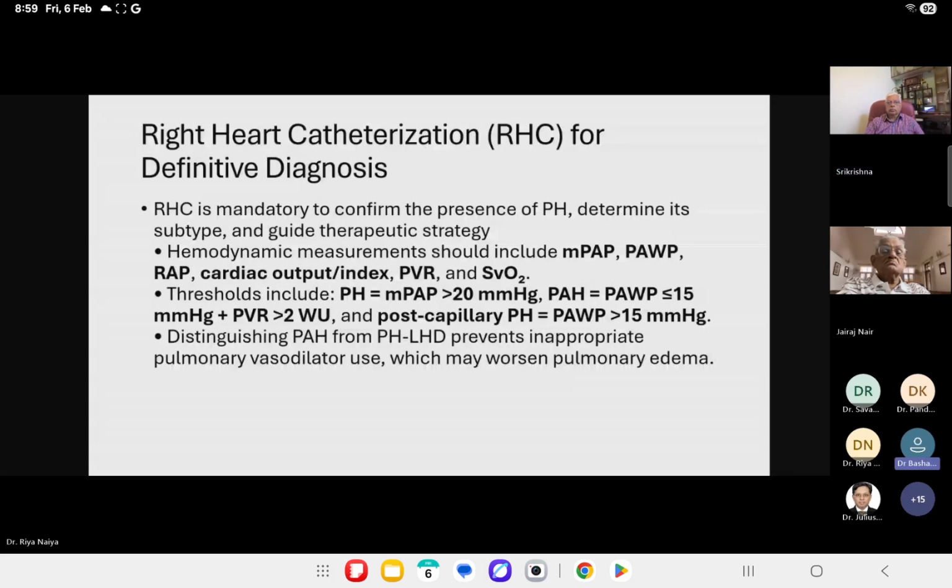So the thresholds that we utilize to diagnose pulmonary hypertension are MPAP of more than 20. Pulmonary hypertension is also diagnosed with a pulmonary arterial wedge pressure of less than or equal to 15, plus a PVR of more than 2 Wood units. And post-capillary pulmonary hypertension is when there is a PAWP of more than 15. Distinguishing pulmonary arterial hypertension from pulmonary hypertension because of left heart disease prevents inappropriate pulmonary vasodilator use, which may worsen pulmonary edema.